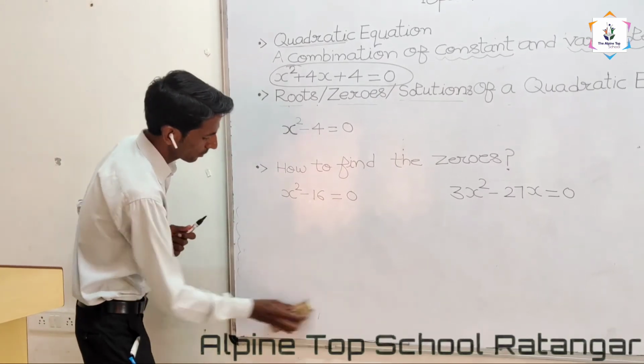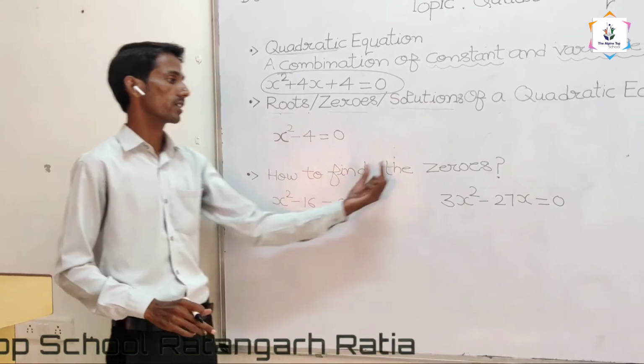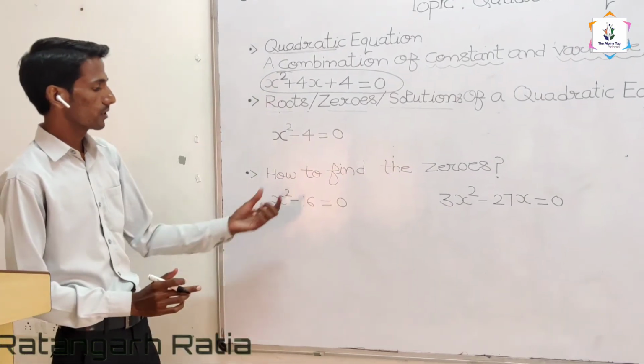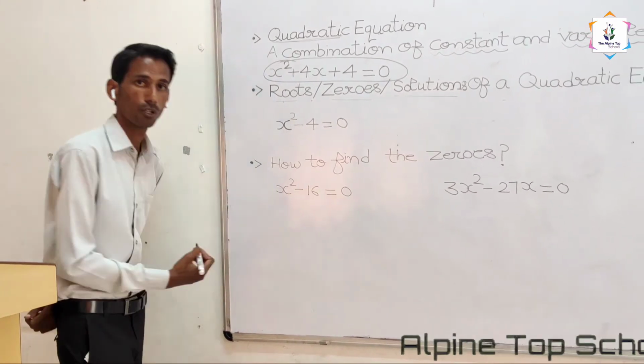As I have noted two examples here, now I am going to demonstrate how to find the zeros of a quadratic equation which is not in the complete form. See here, x square minus 16 is equal to 0.